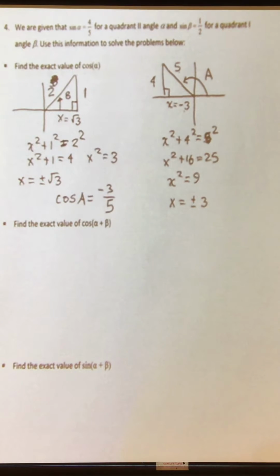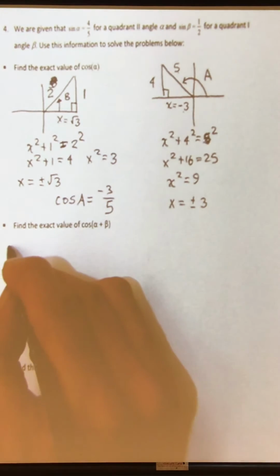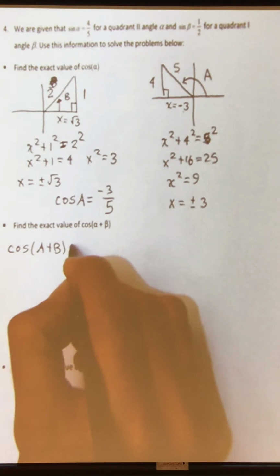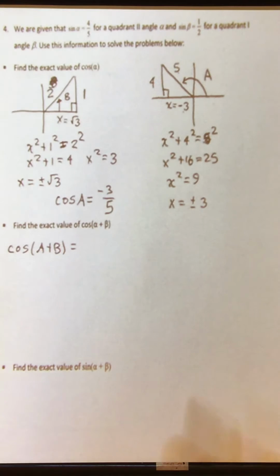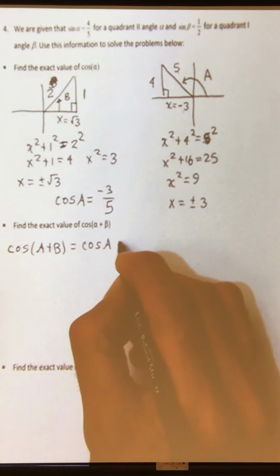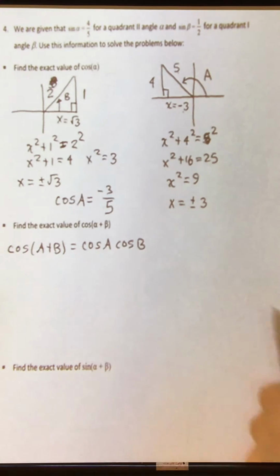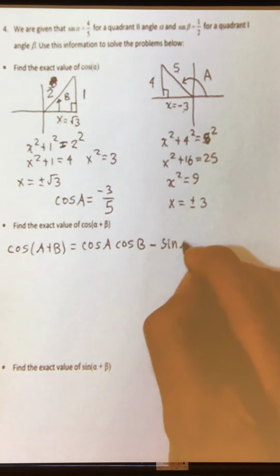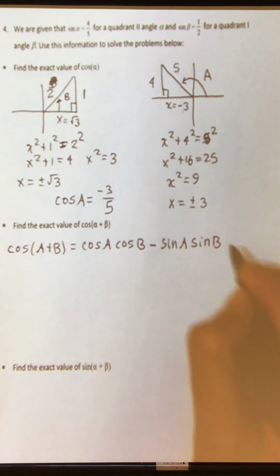Part B, find the exact value of cosine A plus B. Okay, well, with no idea what the angle A plus B is or where it is located, I cannot draw a picture for it. So indirectly then, to get the cosine of A plus B, we use the similar identity that we used for the difference. This time it's the sum. And that formula is cosine A, cosine B, and a minus sign, sine of A, sine of B. So there is our identity.